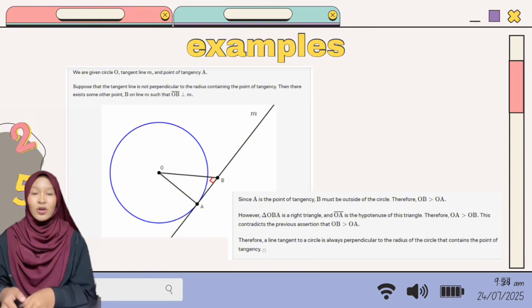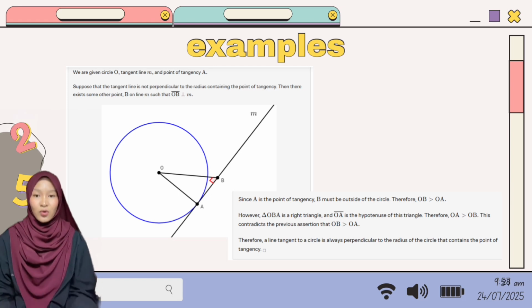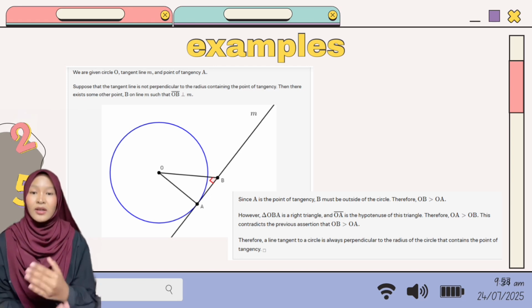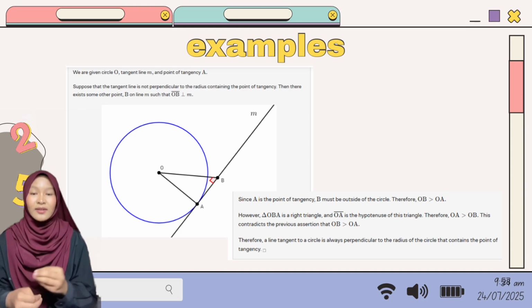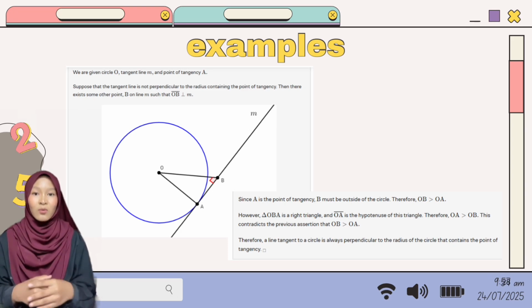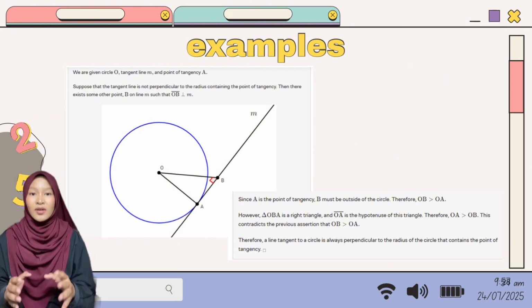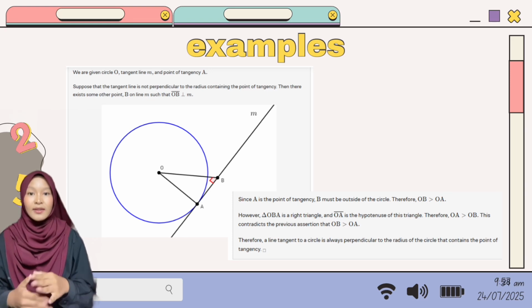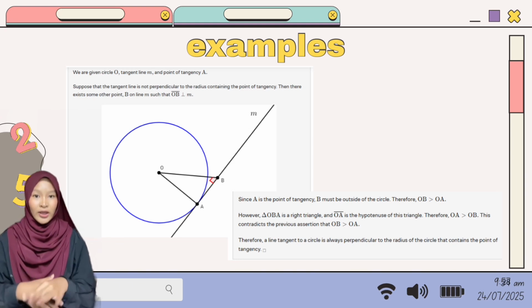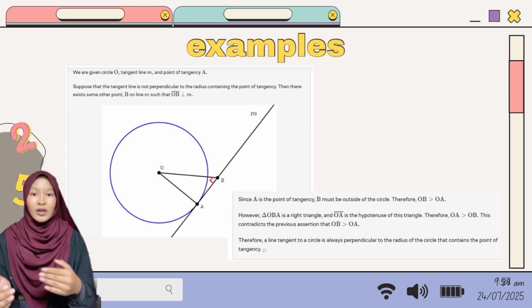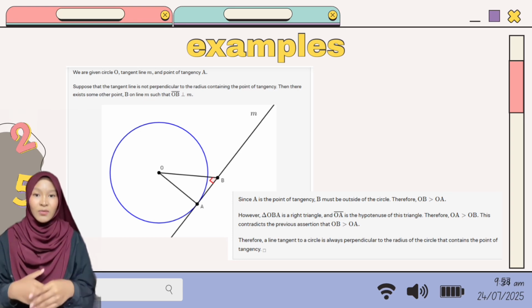Since A is the point of tangency, point B must lie outside the circle. This implies that OB is longer than OA. However, triangle OBA is a right triangle with OA as one of its sides. In any right triangle, the hypotenuse is the longest side, so OA must be longer than OB. This leads to a contradiction. We cannot have both OB longer than OA and OA longer than OB. Therefore, our initial assumption must be false.